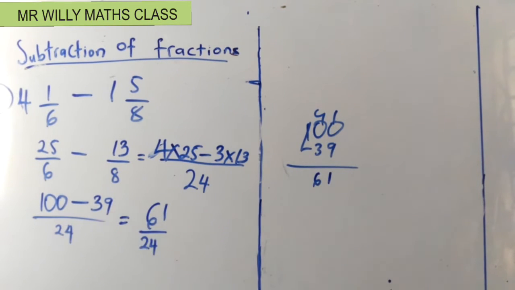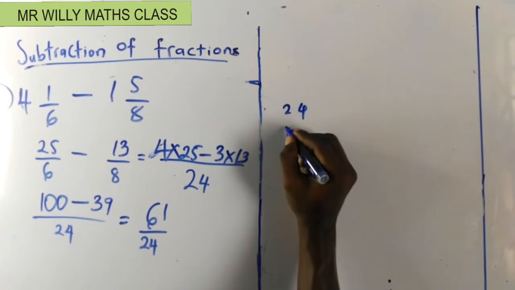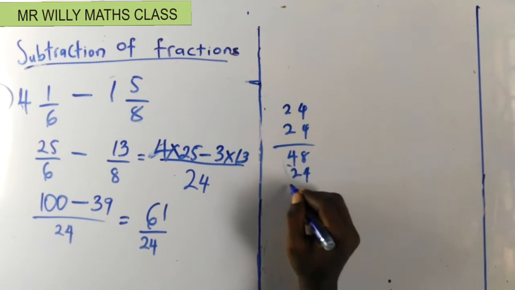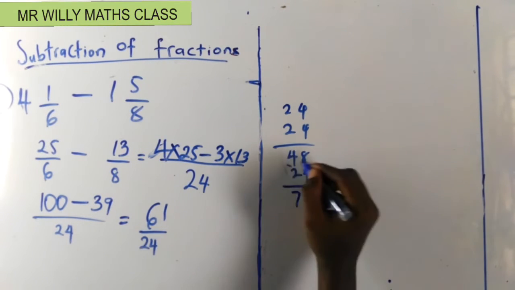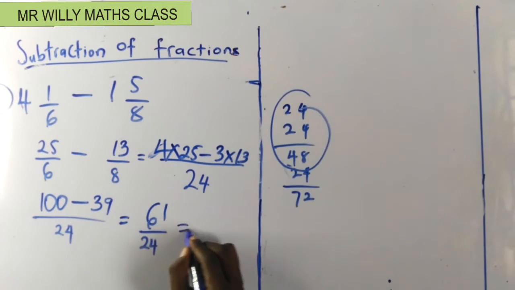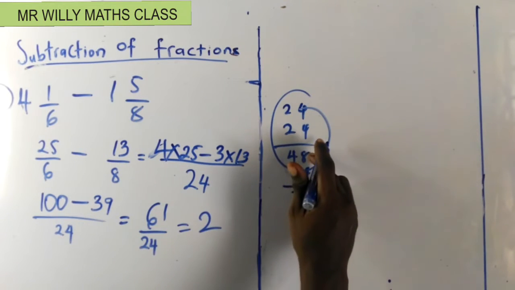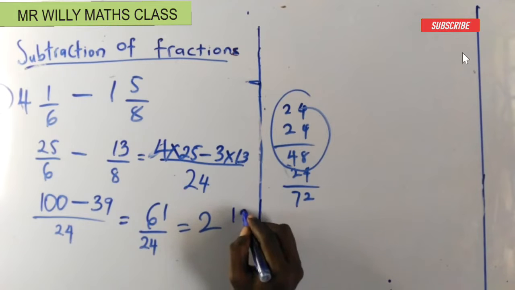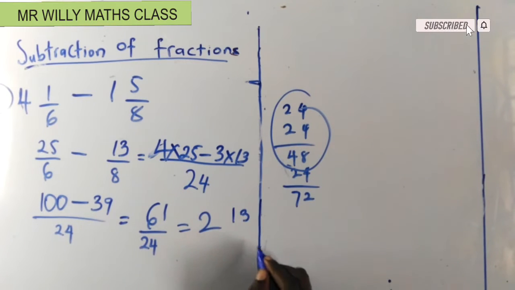So how many 24 can you see in 61? If you do your long division, 24 plus 24, you know that will be 48. If you add another 24, that will be 72. So 24 can only go in 61 2 times, which is 48. And if you remove 48 from 61, you are left with 13. Can you see that we still have a similar answer? So our answer is 2 whole number 13 over 24.